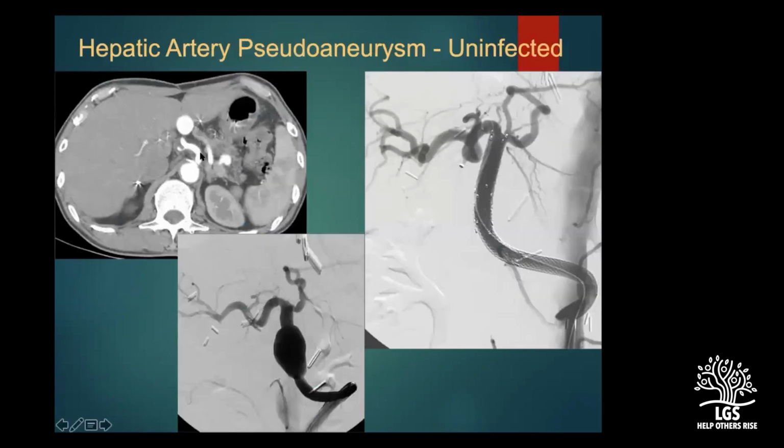Again, another thing which can go wrong is a hepatic artery pseudoaneurysm. Now, if there is a pseudoaneurysm like this, it's not necessary that we need to go in and put a stent across like this to sort the pseudoaneurysm. What we can do is inject thrombin.